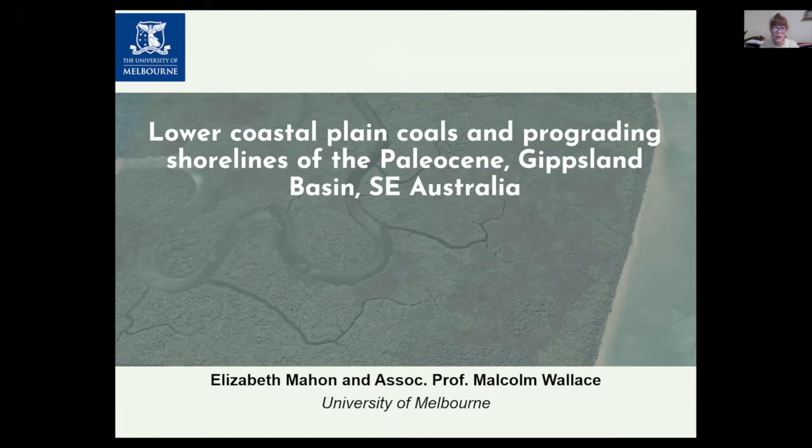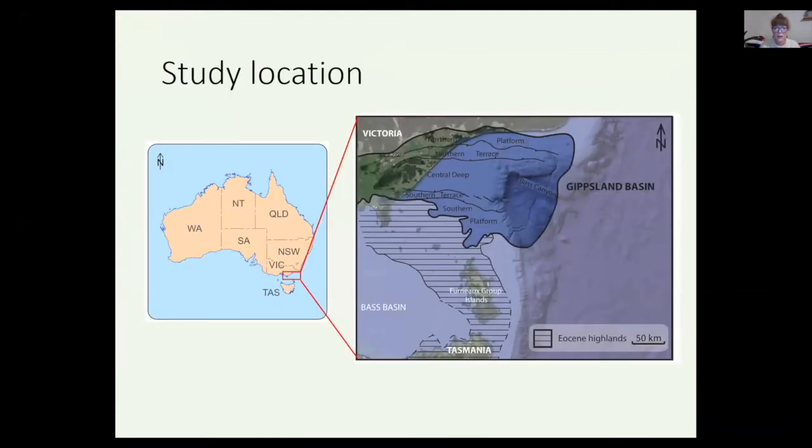So I'm going to be talking about lower coastal plain coals and prograding shorelines of the Paleocene in the Gippsland Basin. The Gippsland Basin is located on the southeastern corner of the Australian continent. It formed as Australia rifted off Antarctica during the Mesozoic with the breakup of Gondwana. So the Gippsland Basin is located in between the mainland and Tasmania. And up until the mid-Eocene, there was a land bridge connecting Victoria and Tasmania and sheltering that southern margin of the basin.